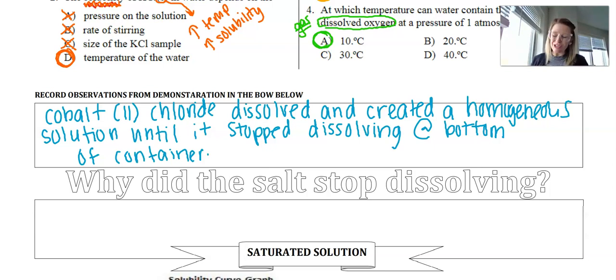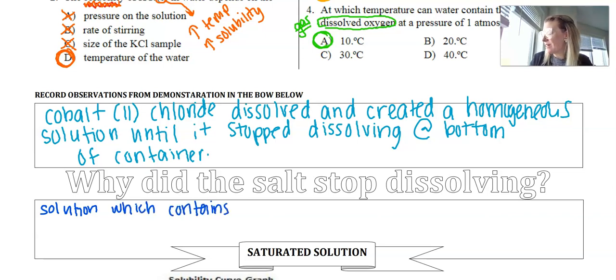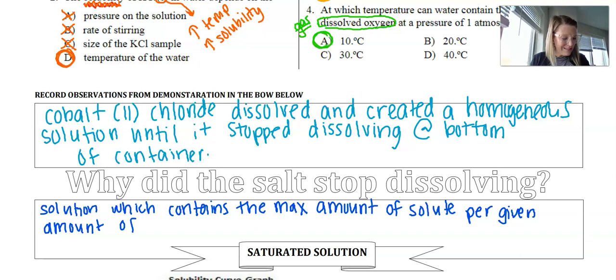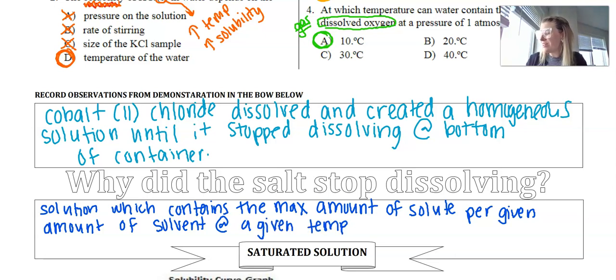So a saturated solution is a solution which contains the max amount of solute per given amount of solvent at a given temperature. So it's a lot of words, but essentially there's a limit to the amount of substance or solute you can dissolve in a given amount of water.